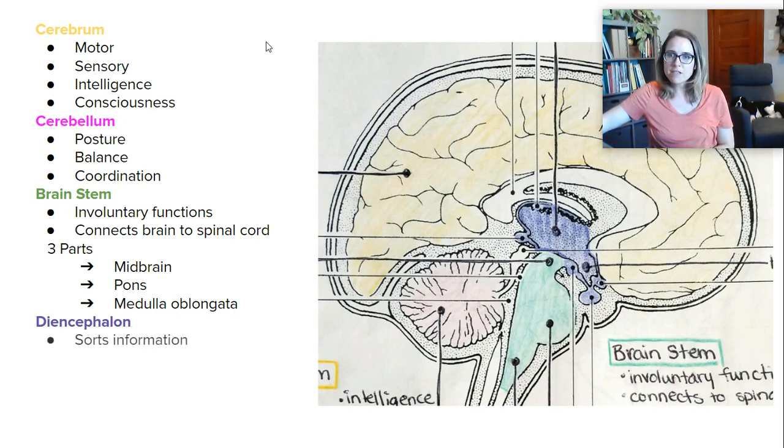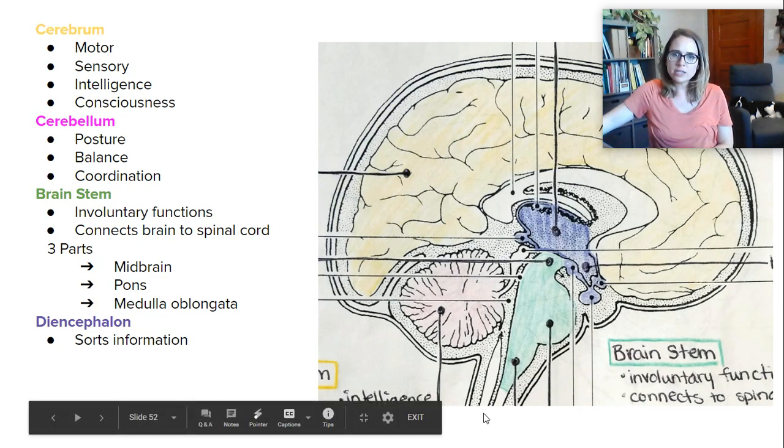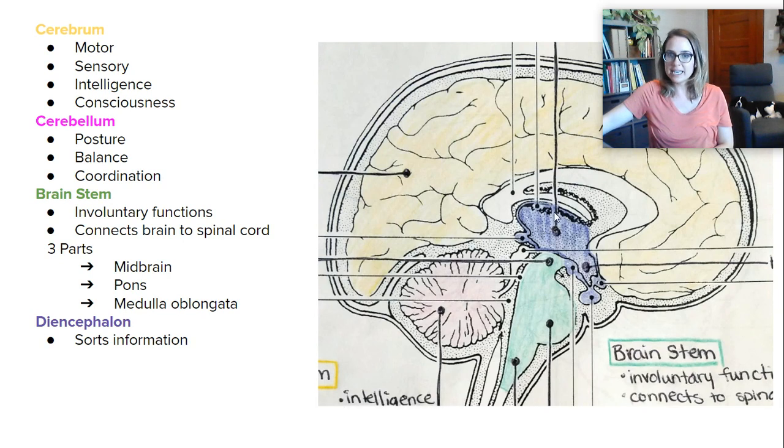And your diencephalon, which you're probably not familiar with, does important things. As information comes up your spinal cord and through your brainstem, that information hits the diencephalon before it can get sent to the cerebrum, your thinking part. So the diencephalon sorts the information coming in. Where does it need to go? Is this visual information? Is this a decision? Is this something I'm afraid of? Is this something my hormones need to respond to? It sorts the information wherever it needs to go.